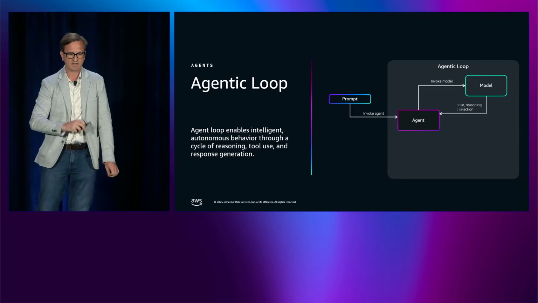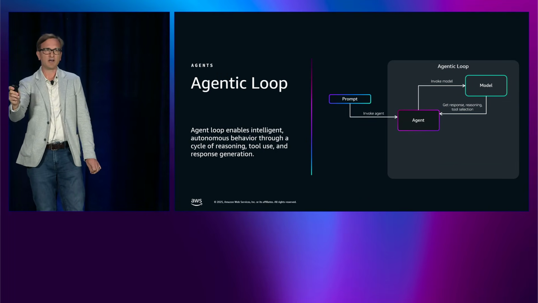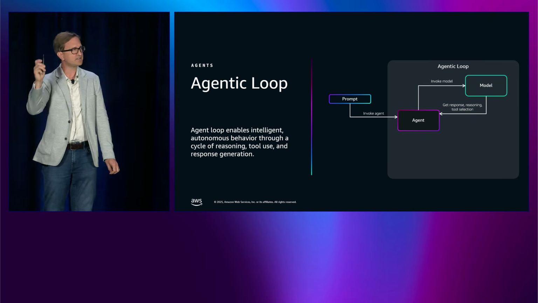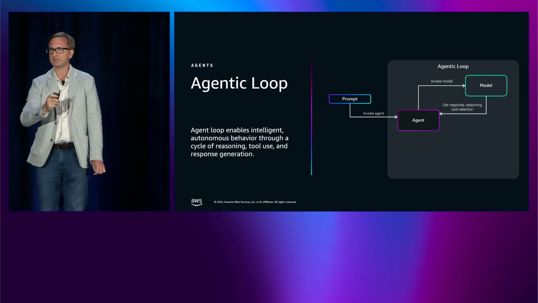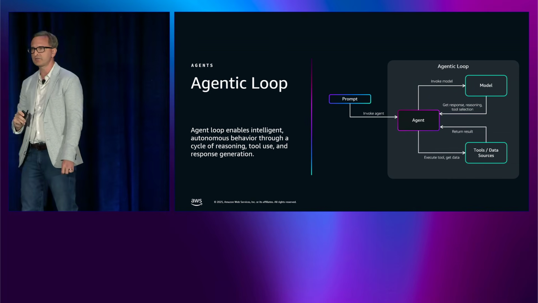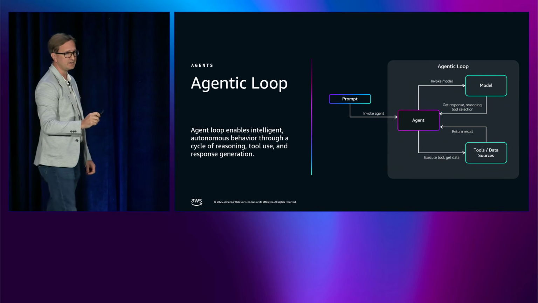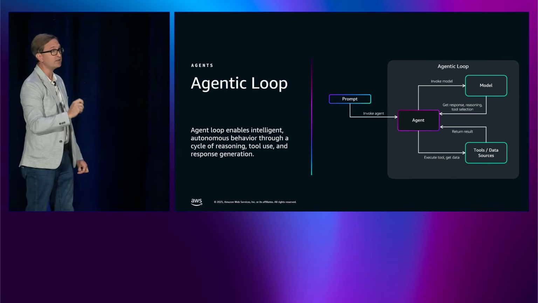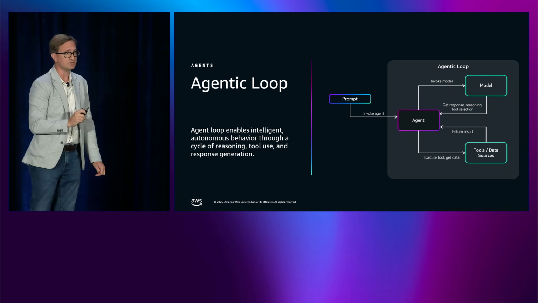It's the input. And the agent can then go ahead and invoke the model to get a response, to invoke reasoning, to figure out what tools should be called as part of this agentic loop to respond back to the user's query. And so again, the agent is going to take that response from the model. It could include a request to call a specific tool.